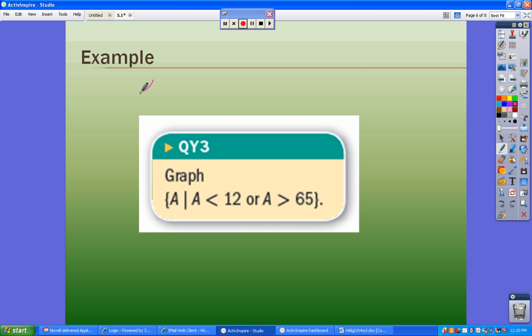Here's an example. Again, draw your number line. Put 12 and 65 on your number line. These are both going to be open circles because there's no equal sign. Okay, A is less than 12. Where is A less than 12? That would be in this direction. A is bigger than 65. Where does that happen? That happens over here.